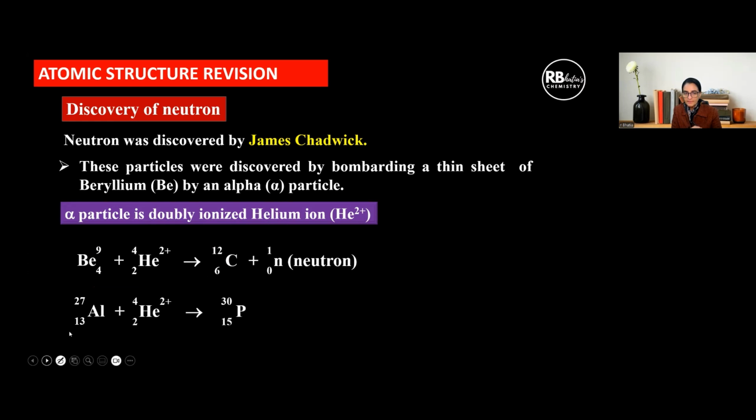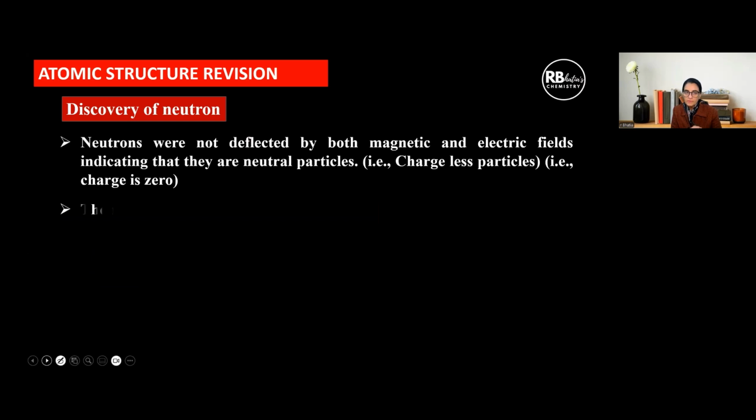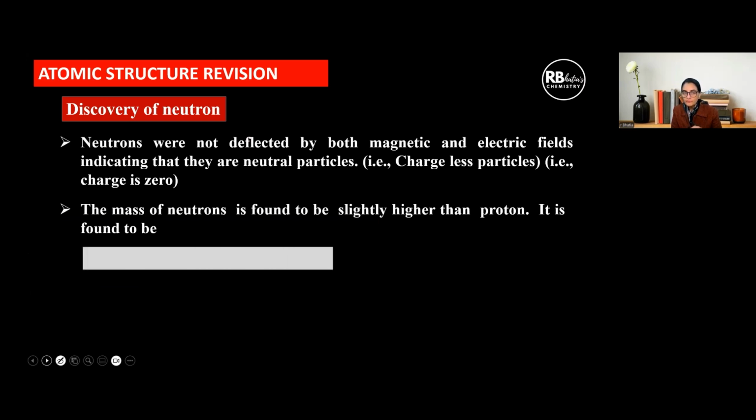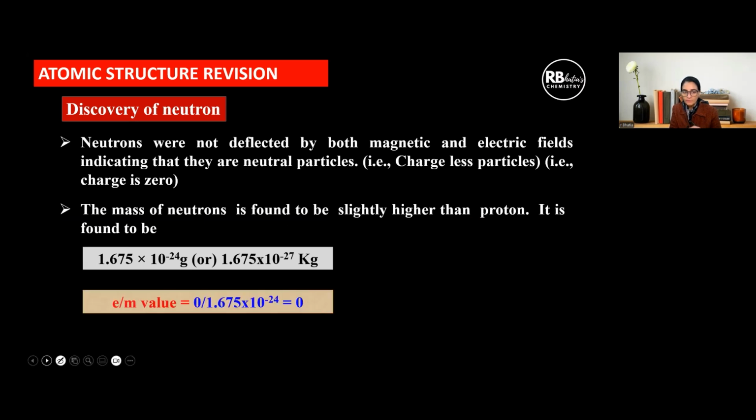Aluminium plus alpha particle gives us phosphorus plus neutron. So these two reactions were used for discovery of neutron. Neutrons are neutral. How was this established? They are not deflected by magnetic or electric fields, indicating they are neutral particles. Right? What is the mass of neutron? It is found to be slightly higher than that of a proton.